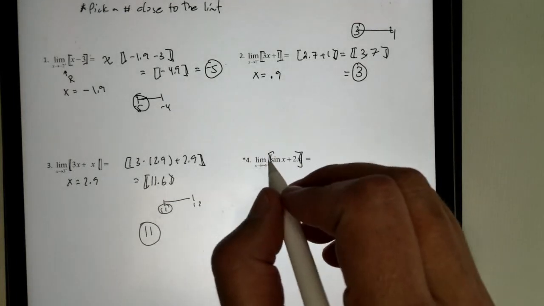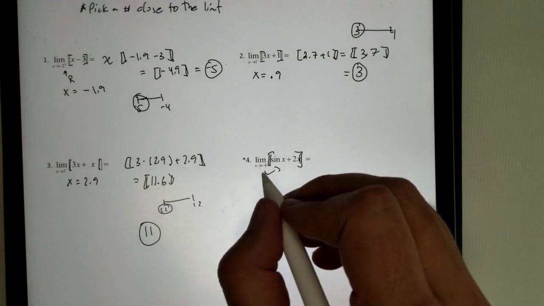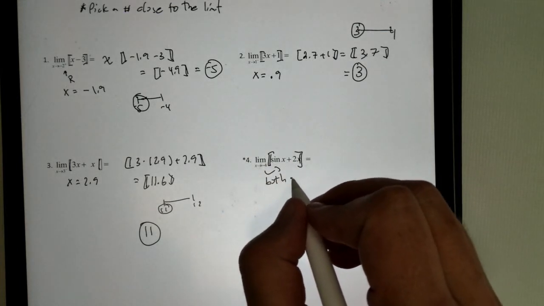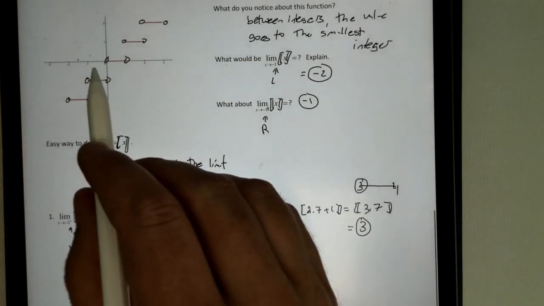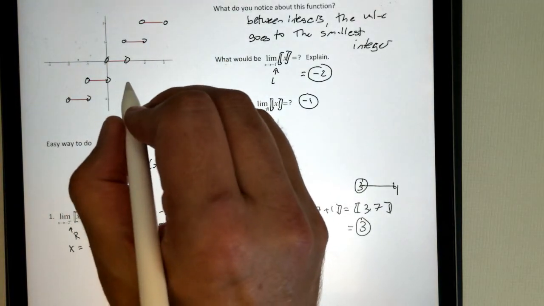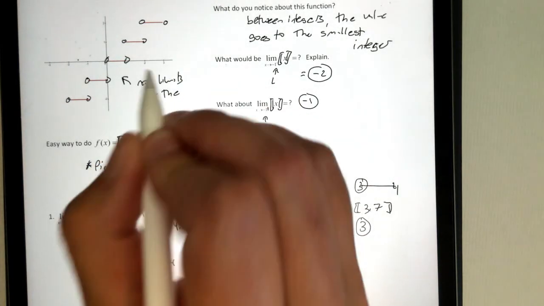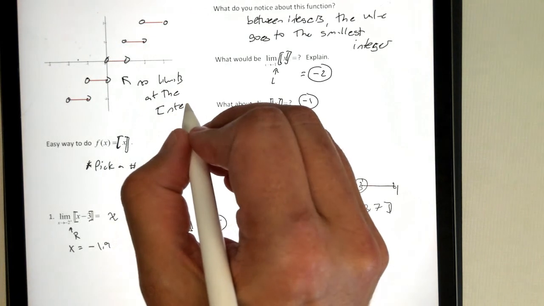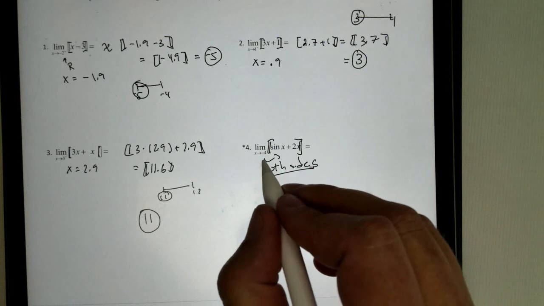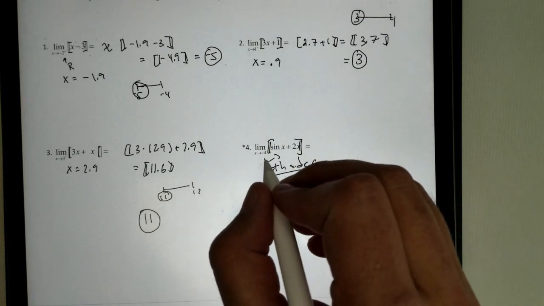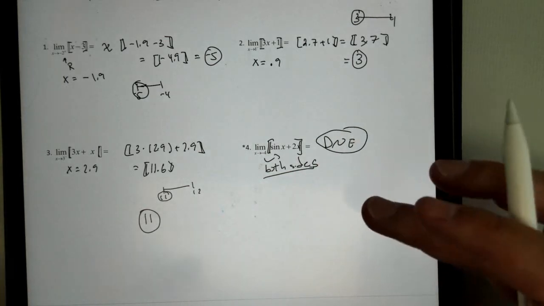All right, here's a trick question. We're approaching -4, but notice we're not looking left and right. This is both sides, so this one should not take us very long. Remember, at an integer, there's no limit. The limit does not exist at integer values. Since I'm only looking at an integer value, I can only do a right or left side. Since I'm looking for both sides, the answer is D and E, because the limit does not exist.